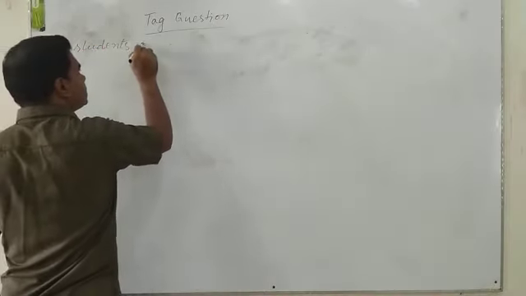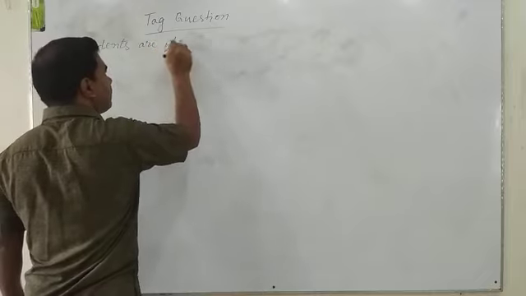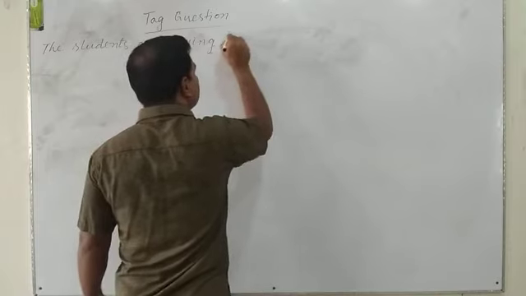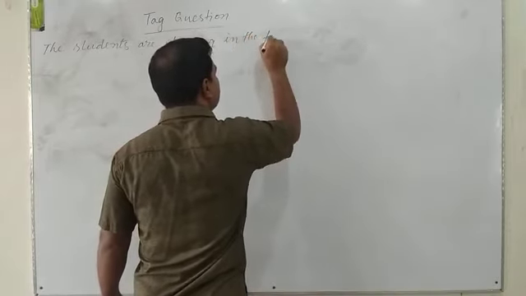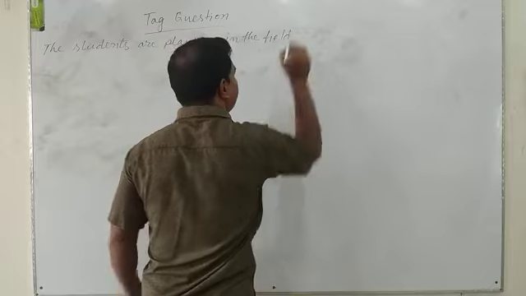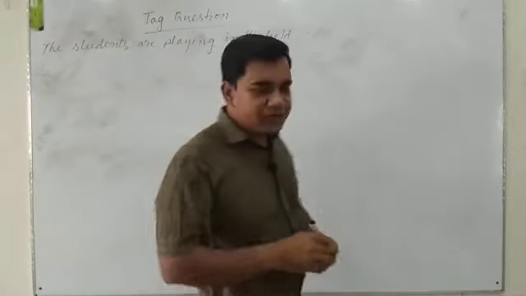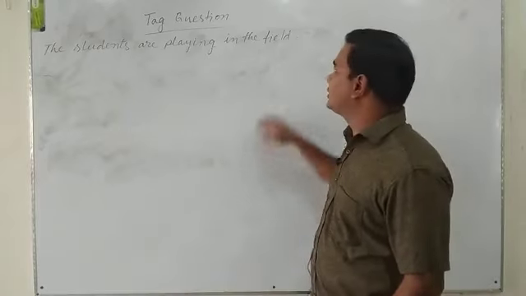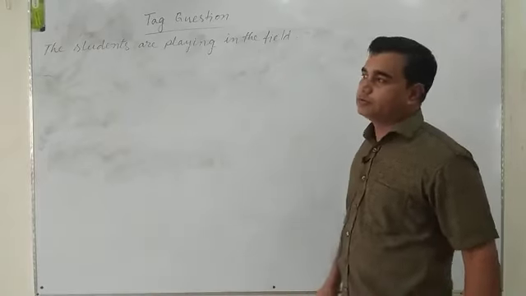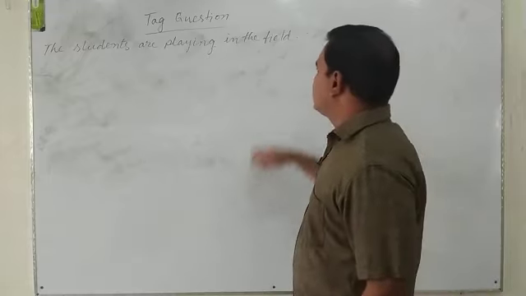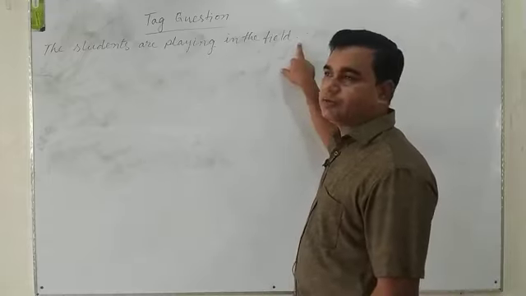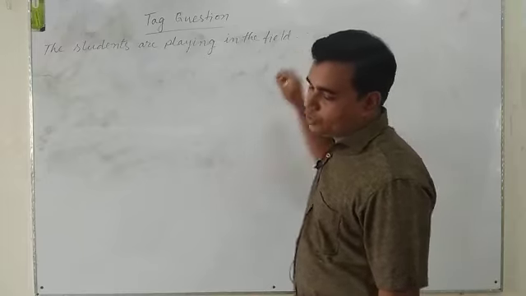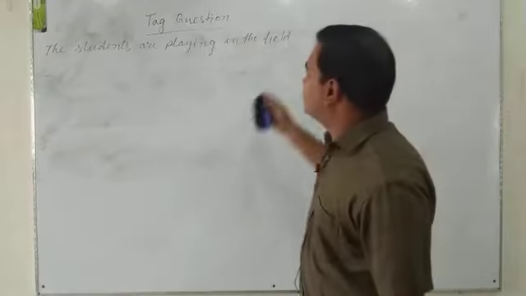The students are playing in the field. It is a statement or an assertive sentence. We will make it a tag question. We see a full stop at the end of the sentence. If we want to make a tag question, we have to omit the full stop first.